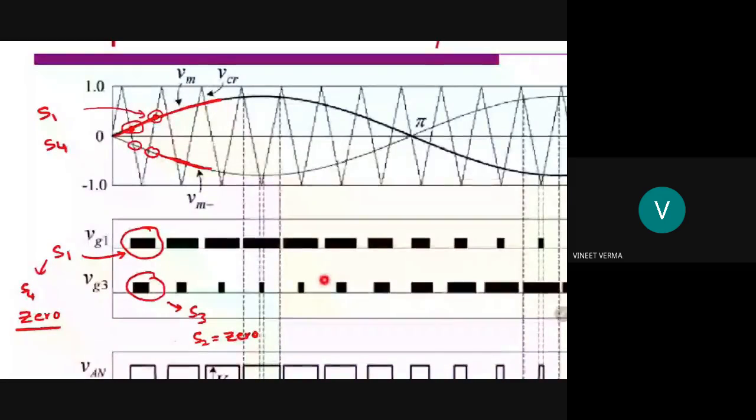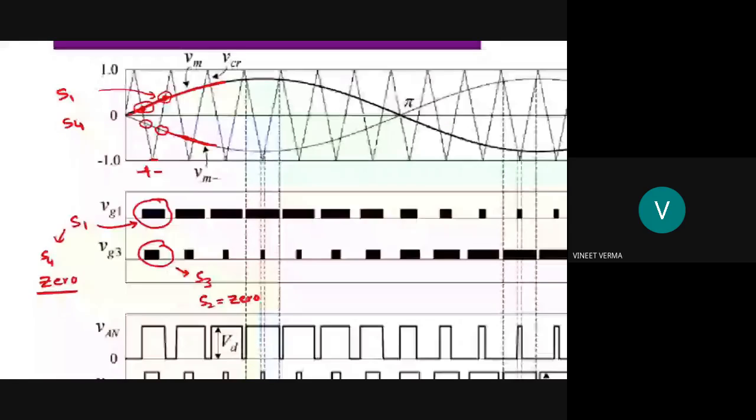Clear? But sir, here the carrier signal is greater than the modulating signal. Both are negative, so which is more negative is what matters. For example, this is +1, so -1, and this may be -0.5, so obviously it is greater than that. These are on the negative side and these are on the positive side; which is more negative is important.